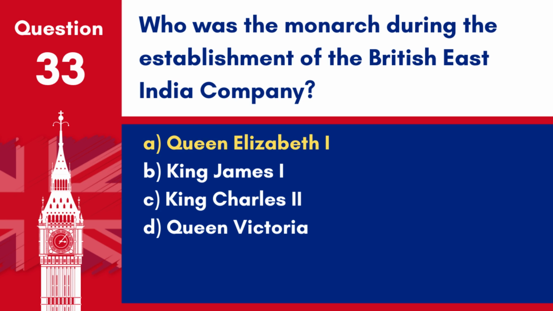Answer. A. Queen Elizabeth I. Queen Elizabeth I was the monarch when the British East India Company was established in 1600, granting it the monopoly on trade in the East Indies.